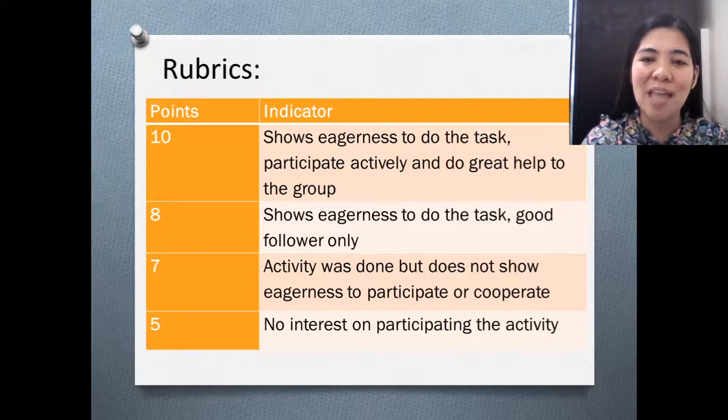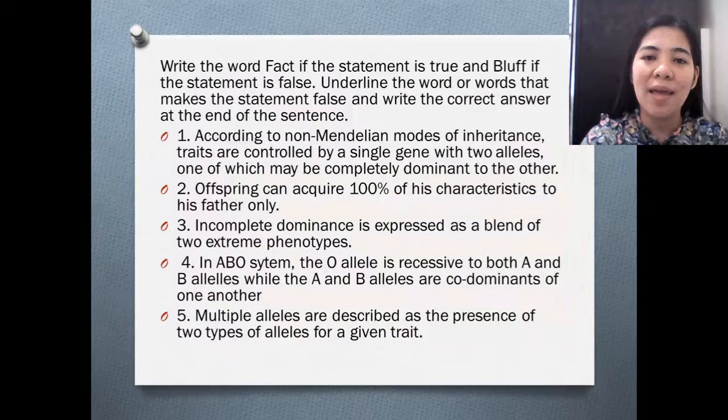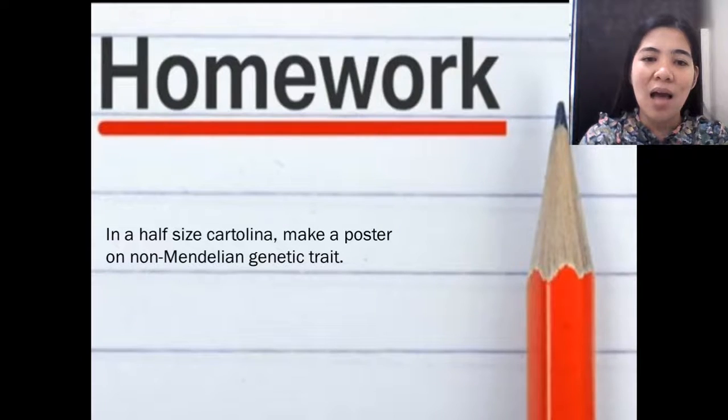Okay, now let's have a short quiz to evaluate your understanding. I want you to get 1/4 sheet of paper and answer these questions. Okay, time's up. Pass your papers in front silently. For your assignment, I want you to make a poster on Mendelian genetic traits. Draw it on a half-size cartolina.